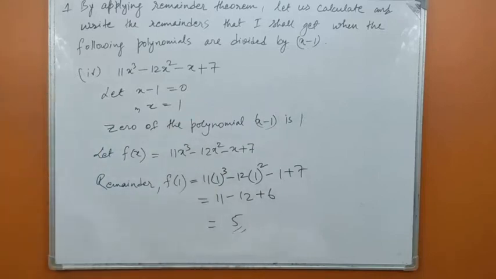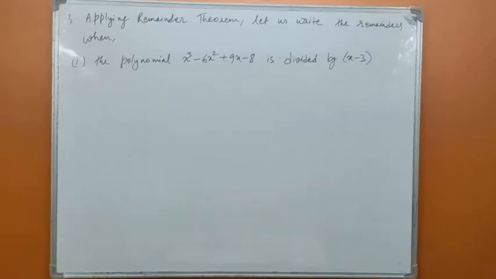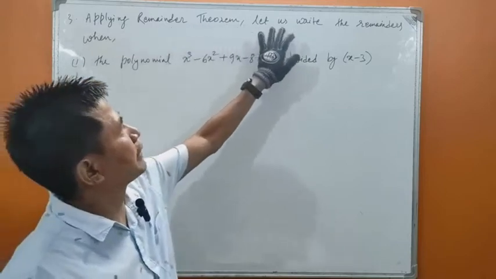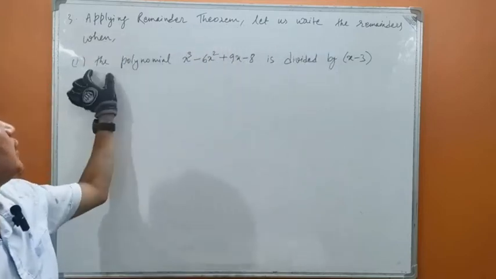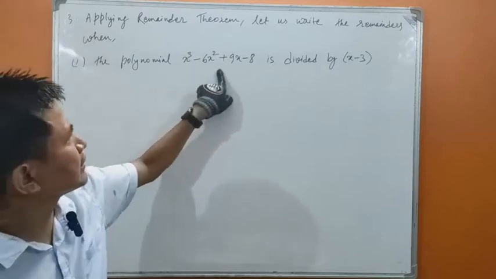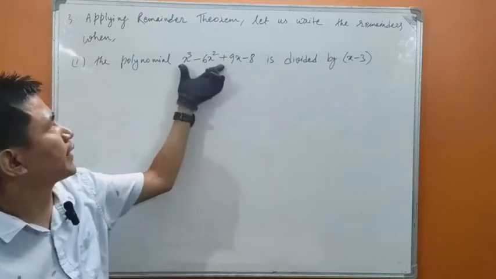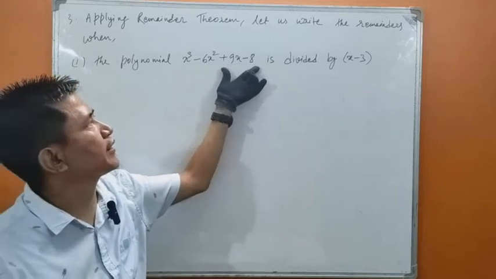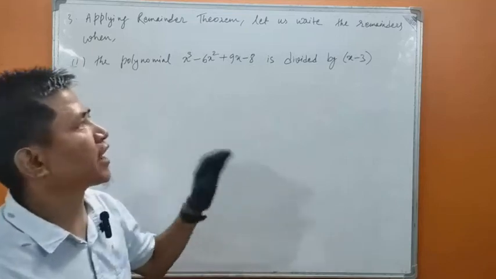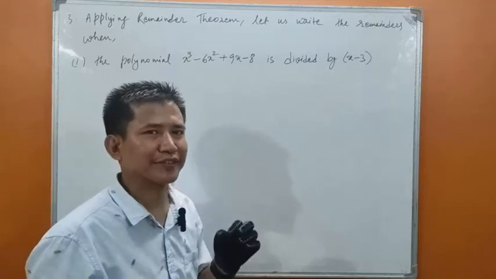So we have completed question number 2 also. Now let us quickly move on to question number 3. Okay, in question number 3, applying remainder theorem, let us write the remainders when, question number 1, sub number 1 of 3. The polynomial this is divided by this. When x cubed minus 6x squared plus 9x minus 8 is divided by x minus 3, what will be the remainder? We are asked to find the remainder by applying remainder theorem, okay?